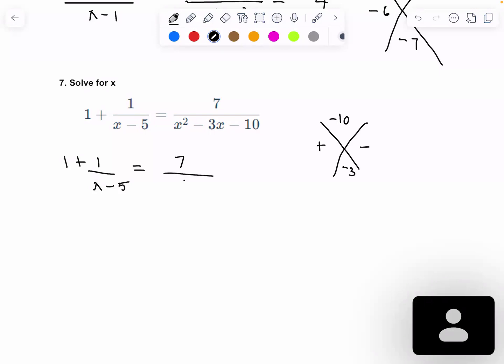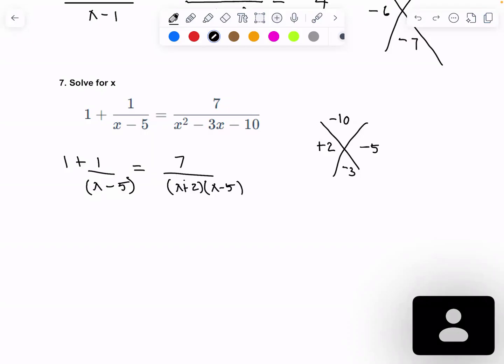And we know that 5 and 2 work. And it has to be actually positive 2 and negative 5, and that's because negative 5 times 2 is negative 10, and negative 5 plus 2 is negative 3. So it's x plus 2, x minus 5. Now let's look at these two. Once again, we're kind of like multiplying by the least common multiple, also called the least common denominator. So it looks like the least common multiple of x plus 2 and x minus 5.